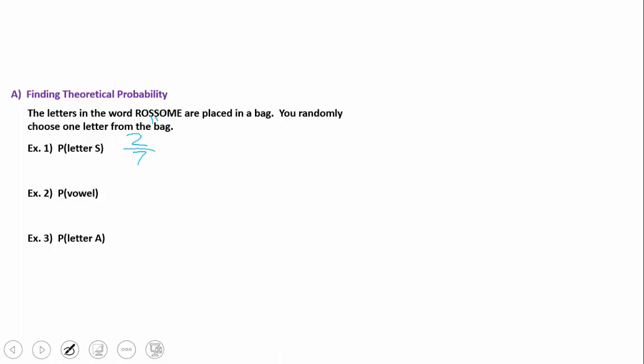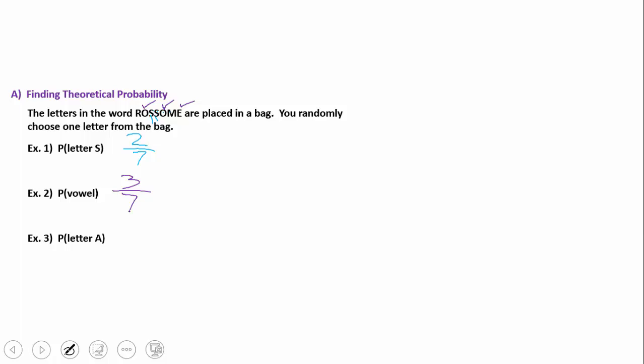All right? Number 2, the probability of getting a vowel. I have to look up here and see, ooh, I have an O, another O, and an E. And yes, those are two separate O's, so they count separately. So our favorable is 3. Again, the total possible is 7.